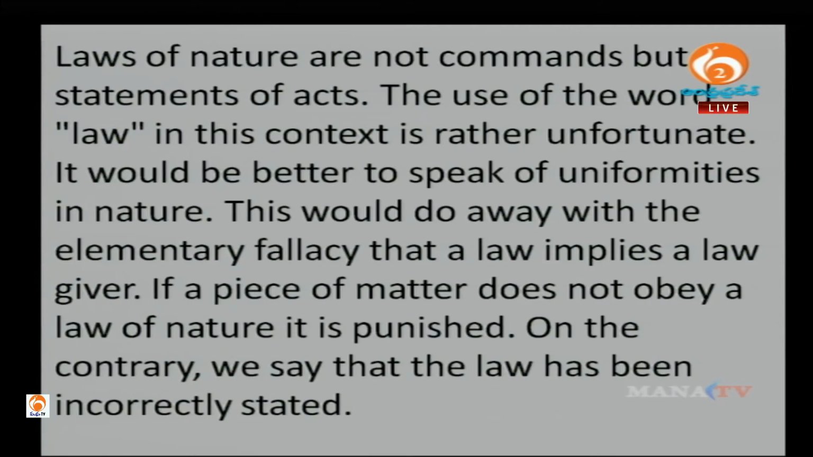So this is an example over here. Laws of nature are not commands but statements of facts. The use of the word law in the context is rather unfortunate. Okay, it would be better to speak of uniformities in nature. This would do away with the elementary fallacy that a law implies a lawgiver. If a piece of matter does not obey a law of nature, it is punished. On the contrary, we can say the law has been incorrectly stated. So in this, the author is talking about laws of nature. That is what the gist of it is, right?